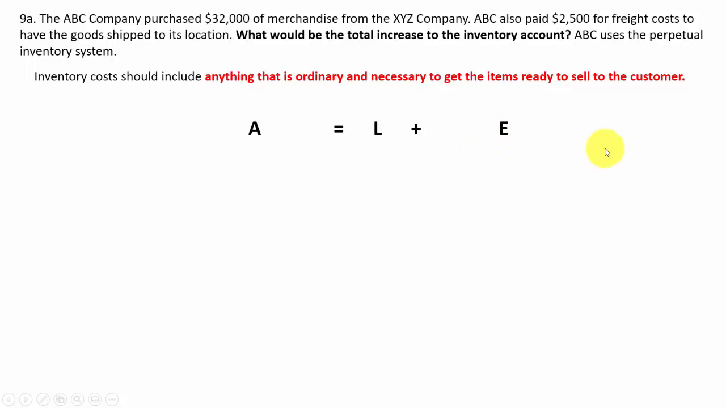Here's our accounting equation. And we've got cash, inventory, a couple of assets. And the first thing we did is the company purchased $32,000 of inventory from the XYZ company.